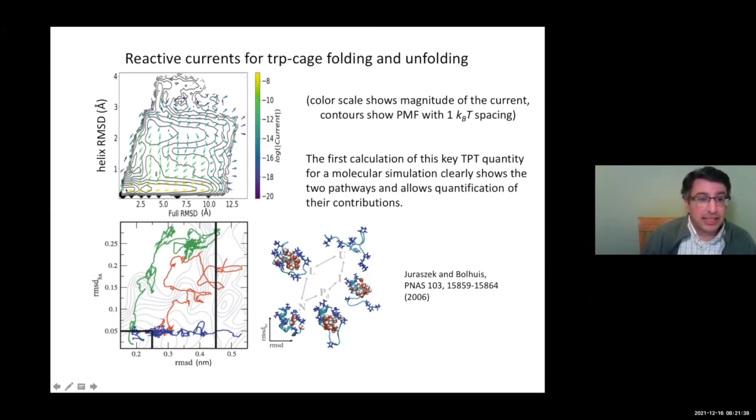You can still see, in essence, the two pathways, but now, from the color of these arrows, you can see that the one that comes down and goes along the bottom is a much more populated pathway. And we can formalize that by dividing up this space and then integrating in order to calculate the flux through each of the two pathways. Okay, so we can make that quantitative. So overall, what the trip cage calculations are showing us is that the procedure is working.